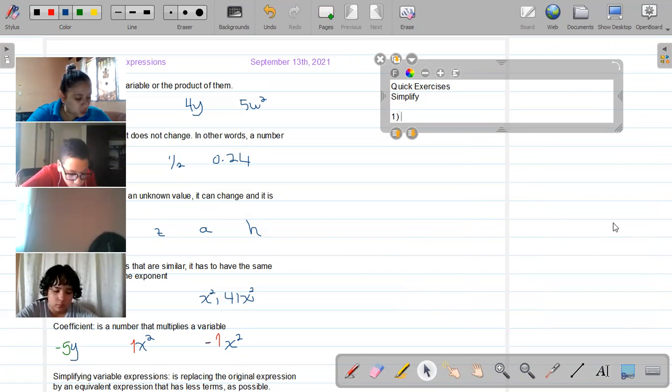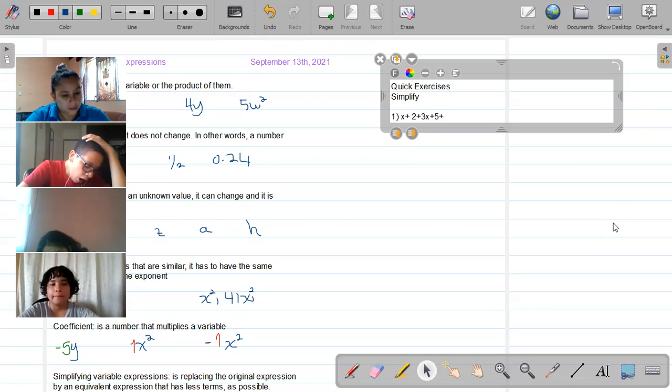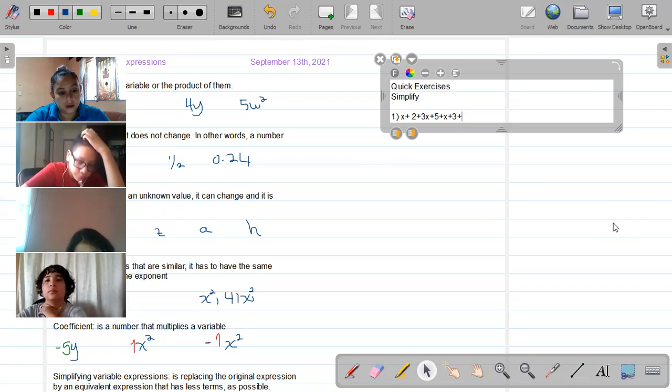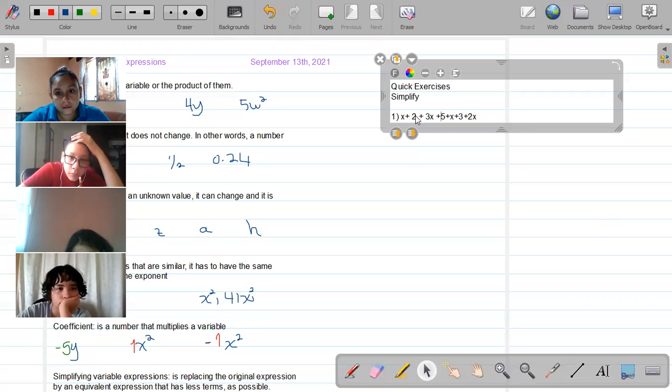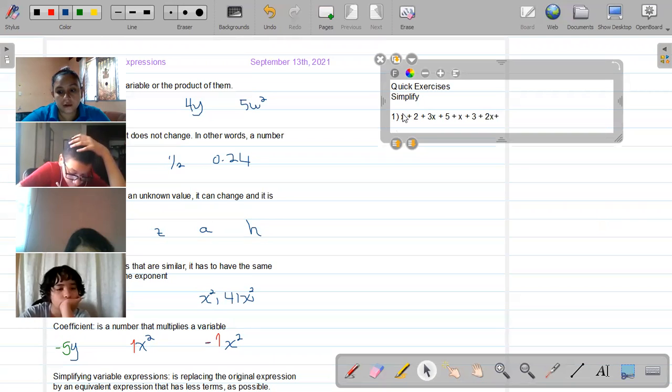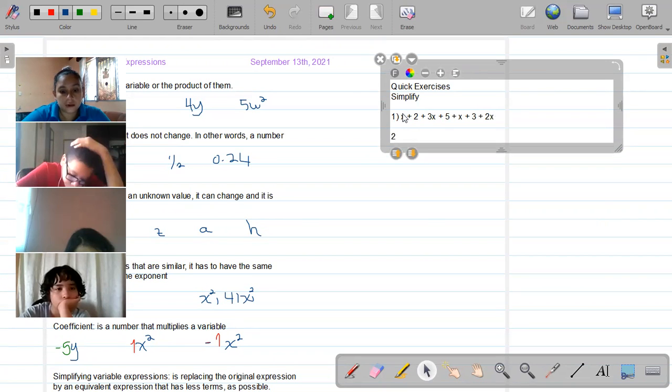Okay, so exercise 1, it is x plus 2 plus 3x plus 5 plus x plus 3 plus 2x. Okay, let's leave some spaces in here. That's exercise 1. Exercise 2.